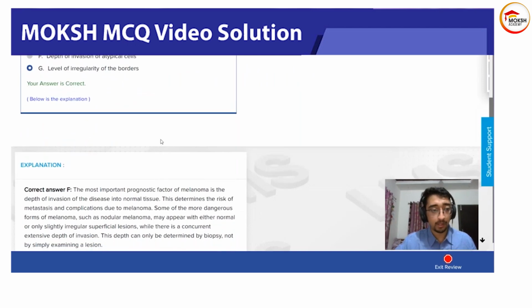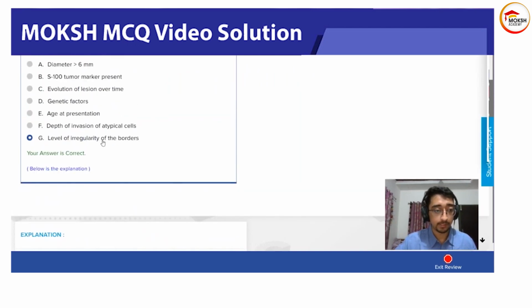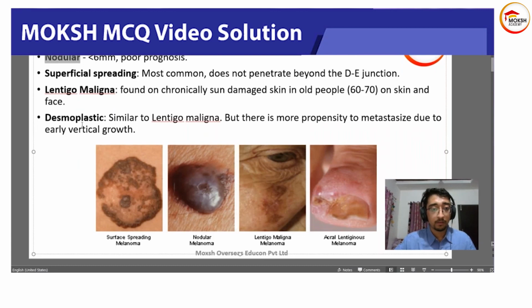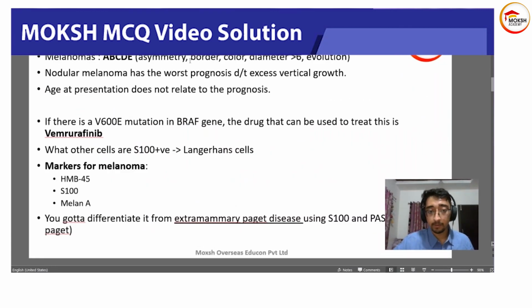Okay, and I don't know why G says it is the right answer, but the correct answer is depth of invasion of the disease. Yeah, so, okay, let's look at the PPT here. Look at this. Asymmetry, border, color, diameter, and evolution. That's the classical presentation of a melanoma, right? And like I said earlier, nodular melanoma has the worst prognosis. Why? Because it has early vertical growth.